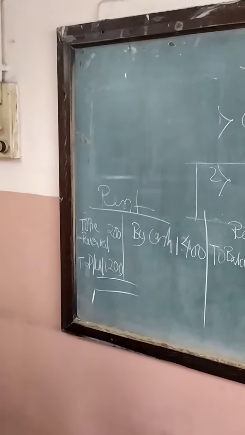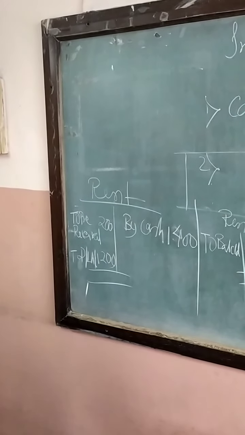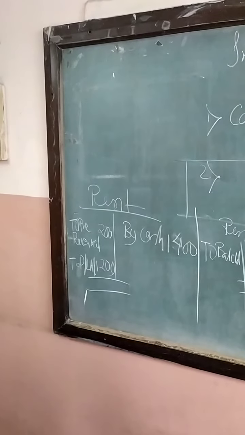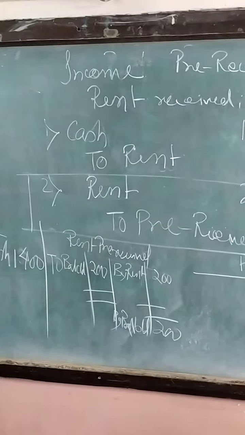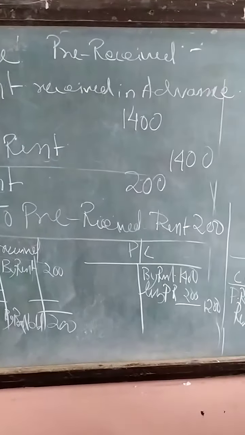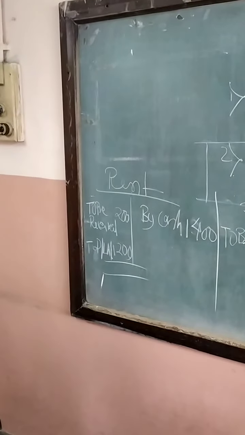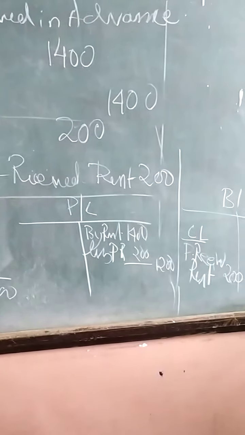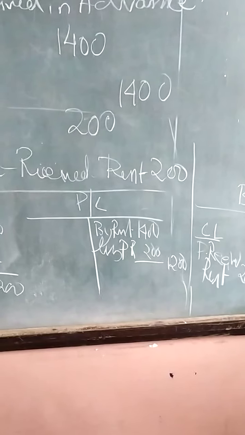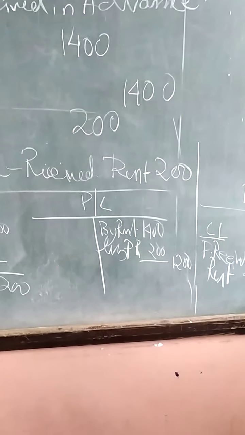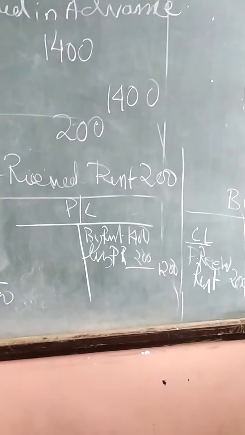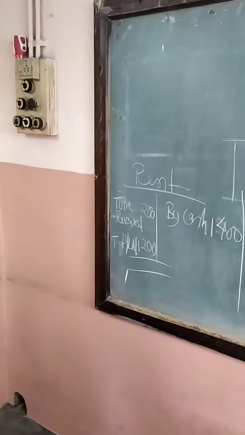In the ledger posting, if I open a rent account, I have to write by cash 1400 and to pre-received rent 200, because in this ledger posting rent to pre-received rent 200 is shown over here. In the PL account 1200 will go. See how the PL account is shown. By rent 1400 is an income, that's why credit side, and it is written over there less pre-received 200. So the outer column 1200, which is just coming from here, rent.